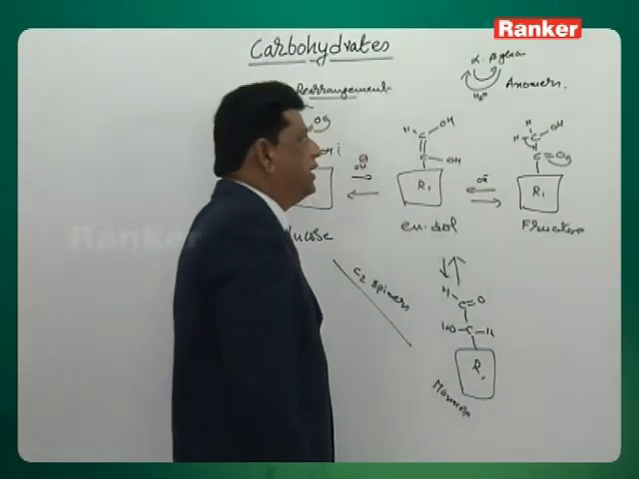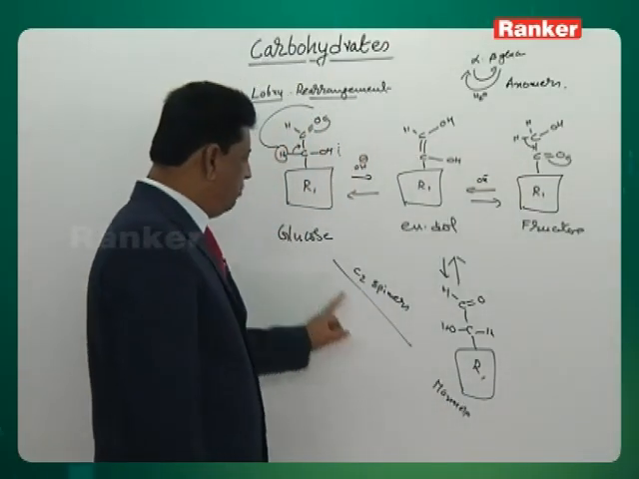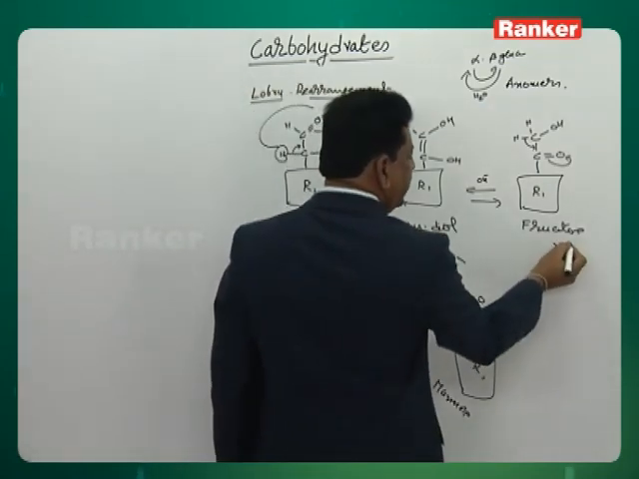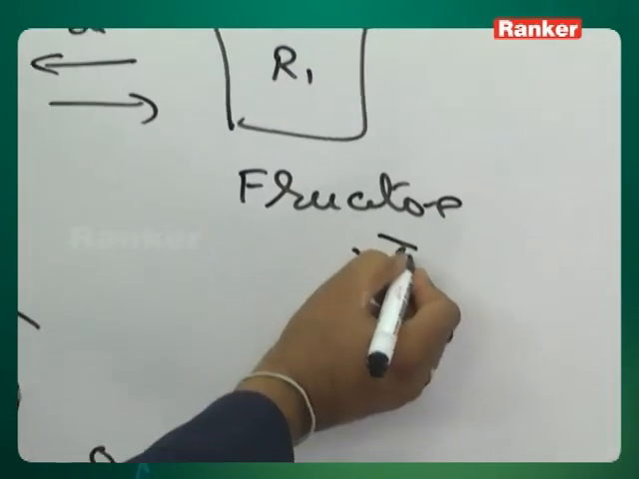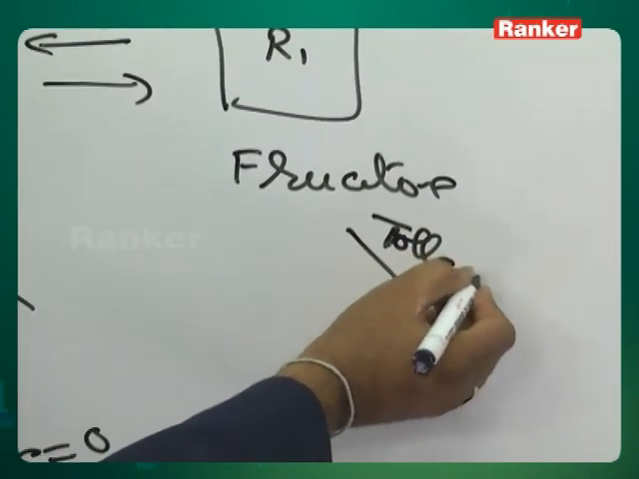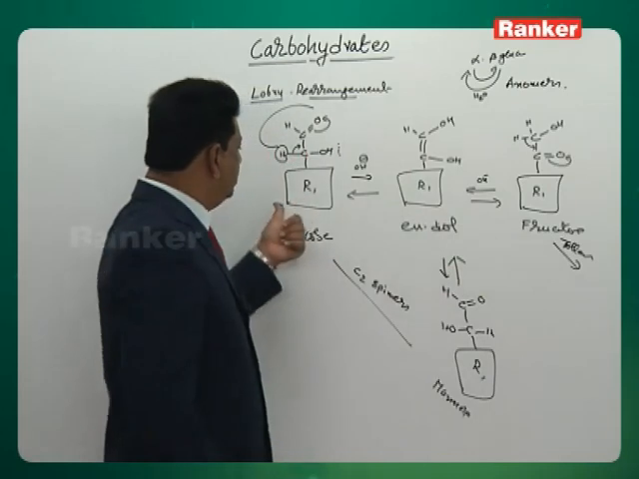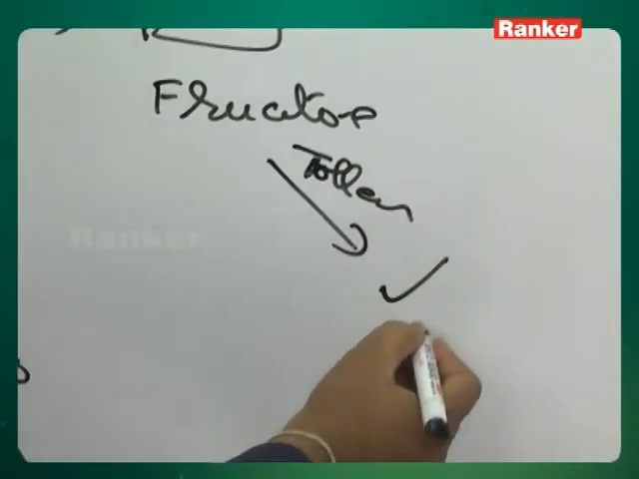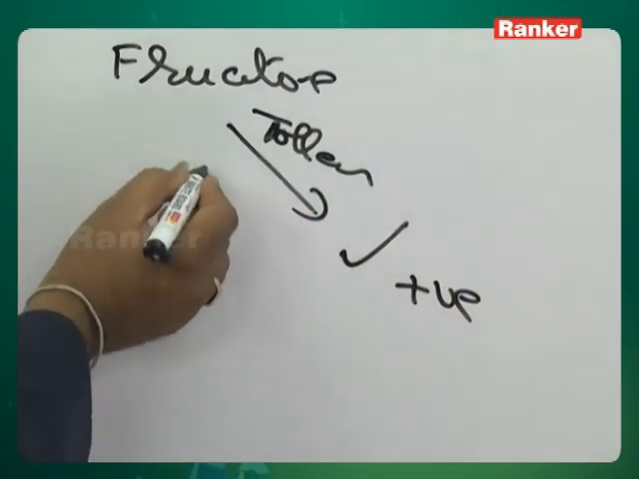Alpha and beta glucoses are called anomers, and glucose and mannose are called epimers. So if I add Tollens reagent to fructose, strictly speaking it should not give a reaction, but fructose becomes glucose and then responds. So fructose also gives a positive reaction with Tollens and Fehling's.